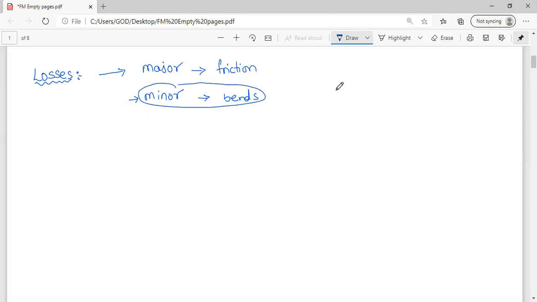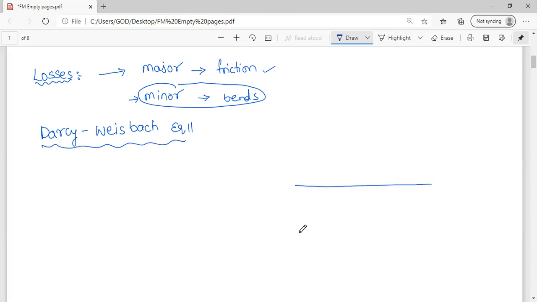And coming to the major losses, that is frictional losses. About that we'll study in today's class. For that we have an equation called the Darcy-Weisbach equation. That equation we will derive in today's class.